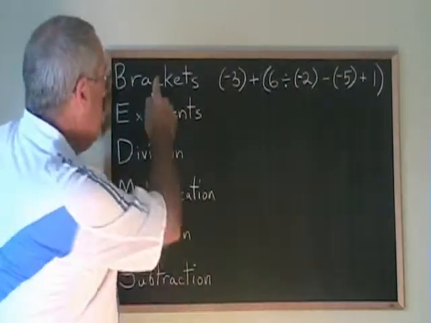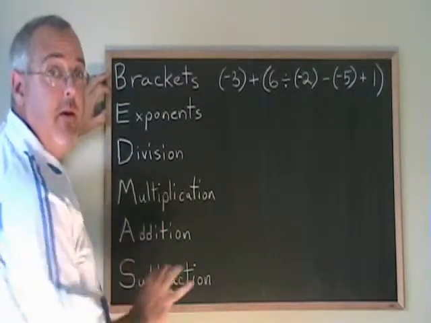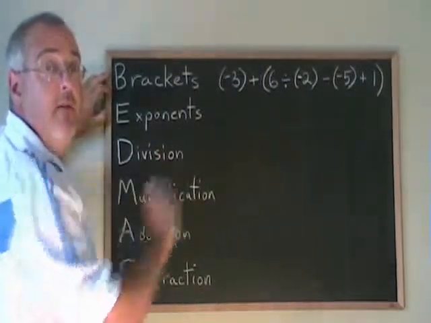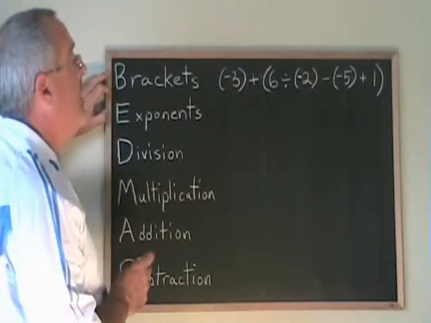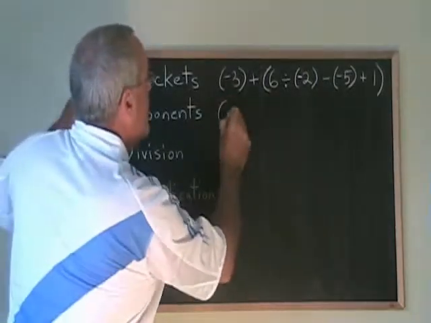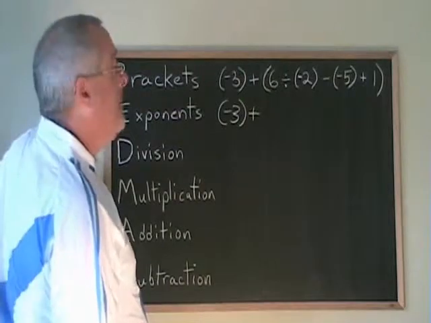If we apply the rules of BEDMAS and apply the laws of integers, this should be no problem. Do one thing at a time and write a new line for each operation you do. BEDMAS says brackets first, so we are ignoring the -3 plus, and we are starting our work with this bracket.